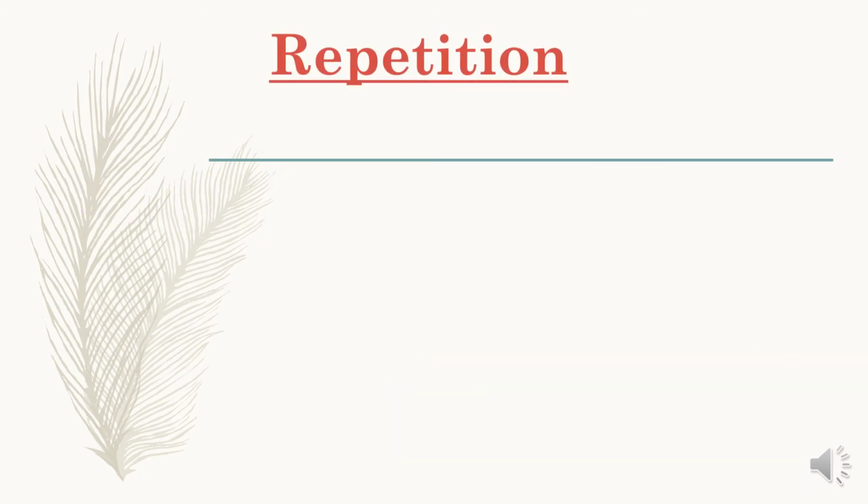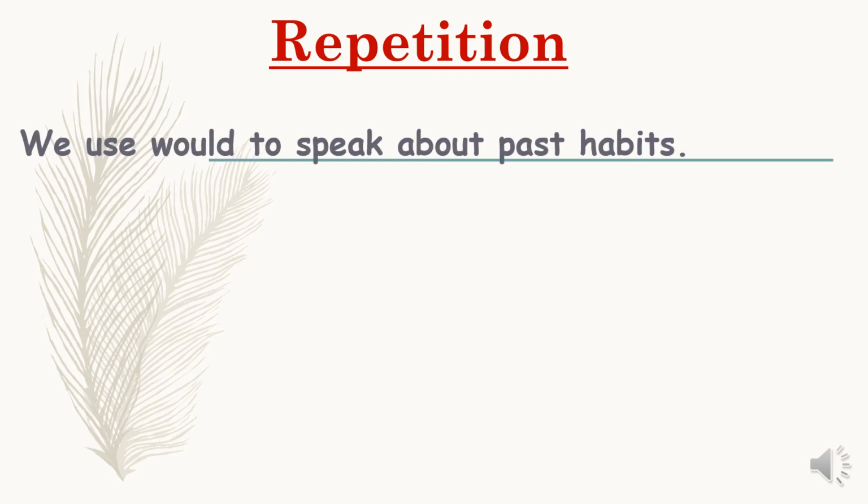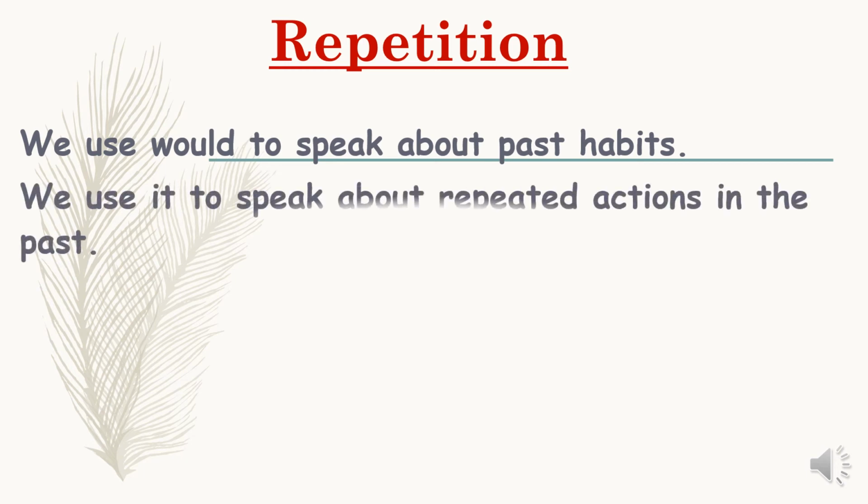Then we have the third expression, repetition. We use would to speak about past habits, things that we used to do in the past many times. We use it to speak about repeated actions in the past, things that we used to do many times every day in the past. Look at the example.